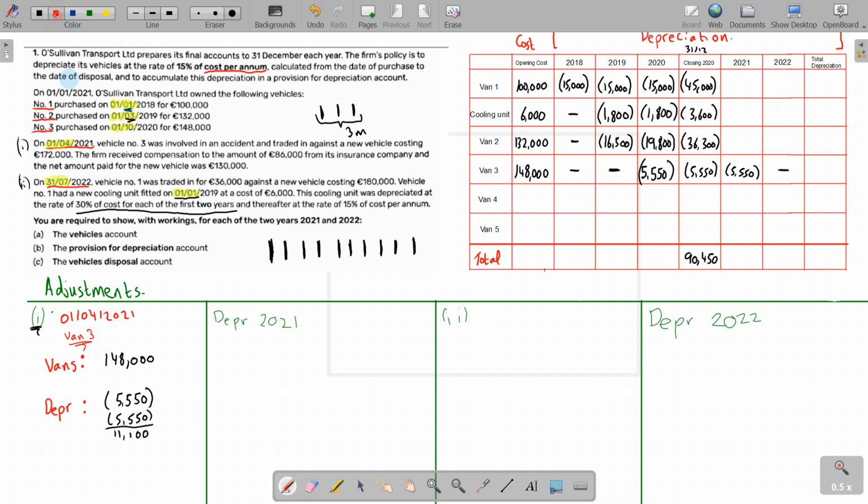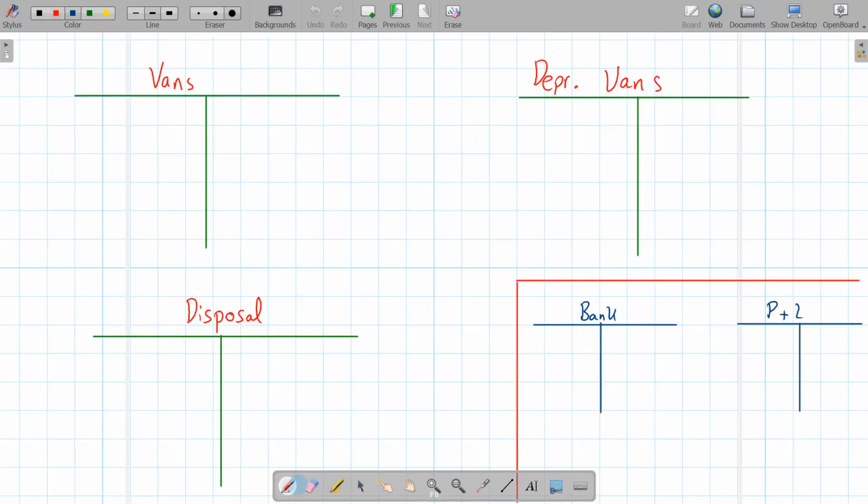Now for our P&L, we have to then take into account our compensation and the allowance. So we'll just set up a T account to go through the disposal. This is just an extract of our vans, depreciation, and disposal accounts, and just over on the right is an extract from our bank and our P&L. This is really important when we think about our basics of bookkeeping and our double entry.